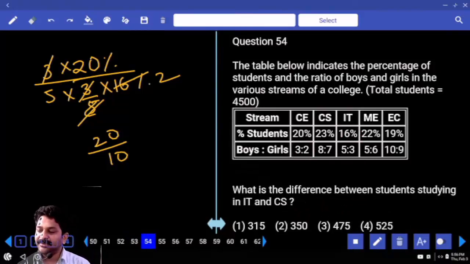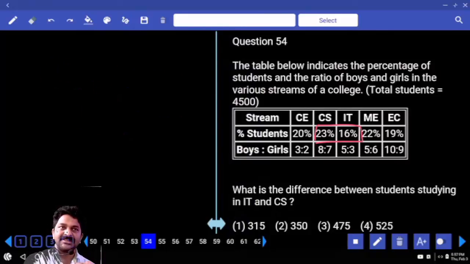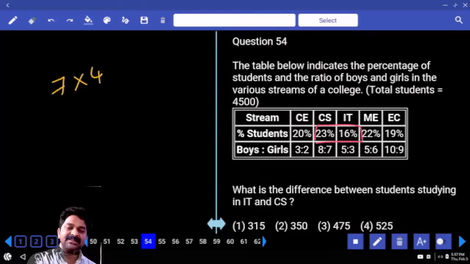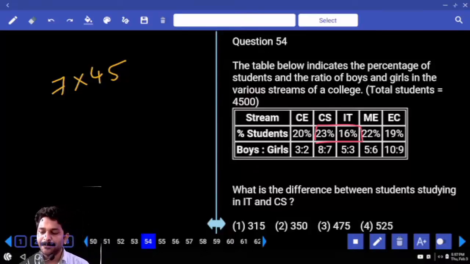What is the difference between students studying in IT and CS? IT and CS. What percentage is the difference in students? 7%. Where 1% is 45. First of all, it has to be a multiple of 9 because 45 is a multiple of 9. Correct? Can it be the first option? Yes. Second? No. Third? No. Fourth? That's all.